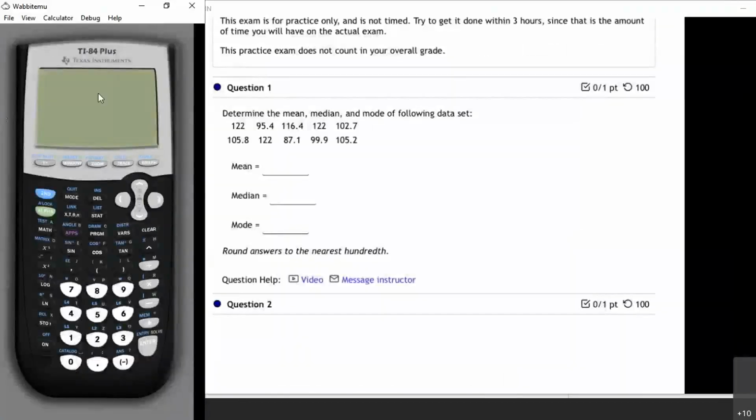All right, so everybody should see my TI-84. One thing I can do here, after I turn it on, is put these data in a list. And again, you get that from stat, edit. You can put the data in a list. Let me just quickly show you that.